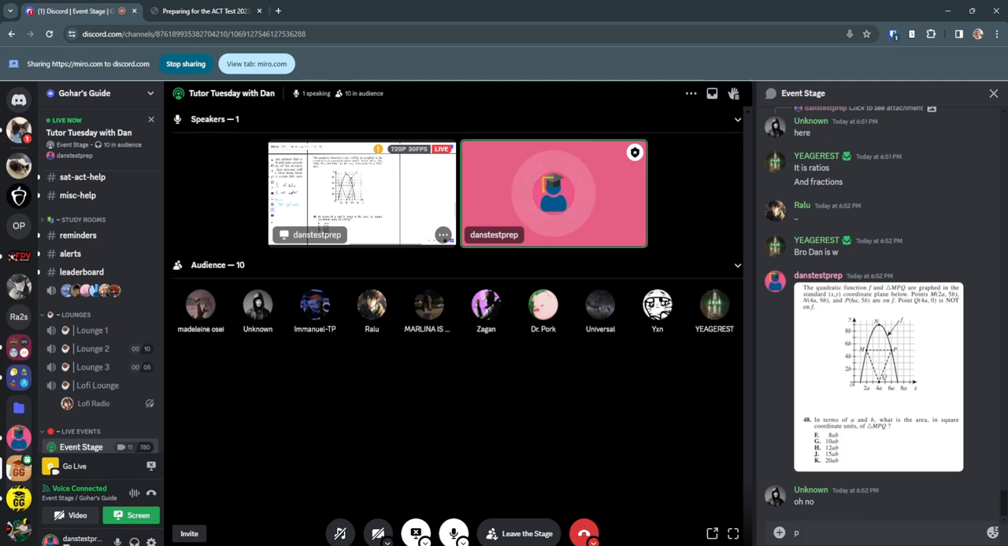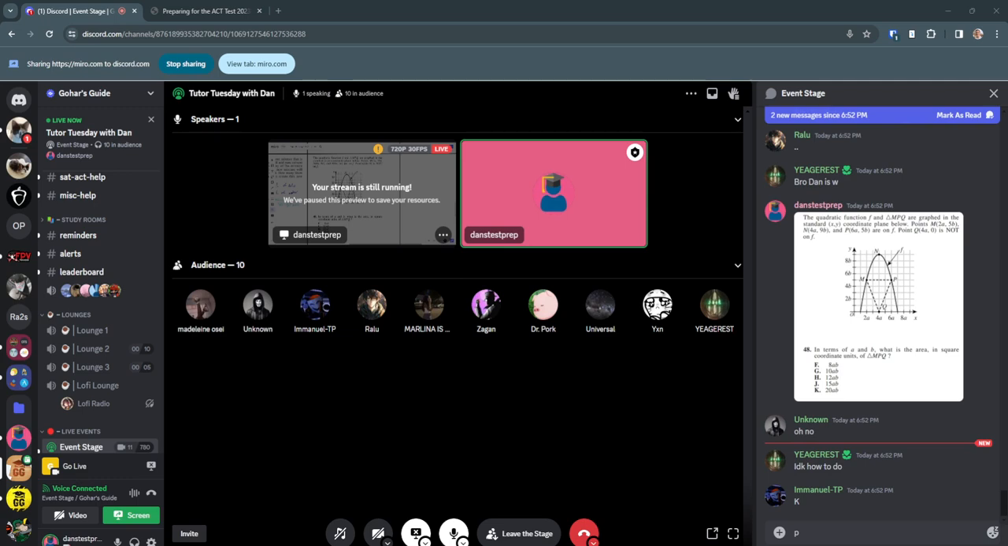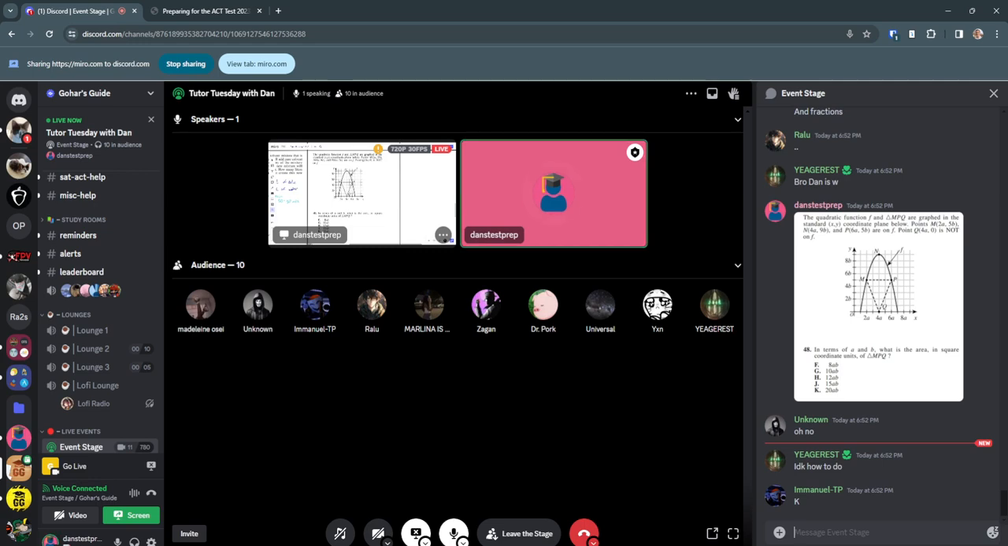Points M, (2a, 5b), and P are on f. M and P are on f. Point Q is not on f. In terms of a and b, what is the area in square coordinate units of triangle MPQ? So we've got to answer.